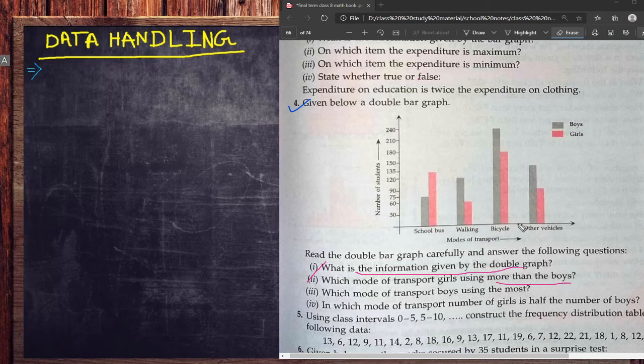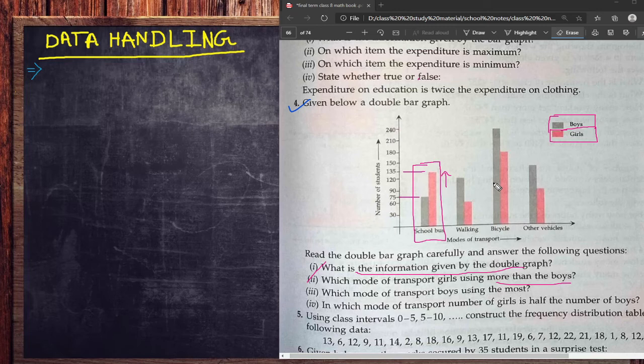So coming to the next question, which mode of transport are girls using more than boys? Okay, so we have to check which one is more than boys. So that is the first one. As you can see, the pink one is representing the girls and the gray one is representing the boys. The bar graph is quite higher, approximately 135 compared to 75 for the boys. So you can say that approximately 135 girls are using the school bus where 75 boys are using the school bus. So you can easily see that this is quite larger in value for the girls.